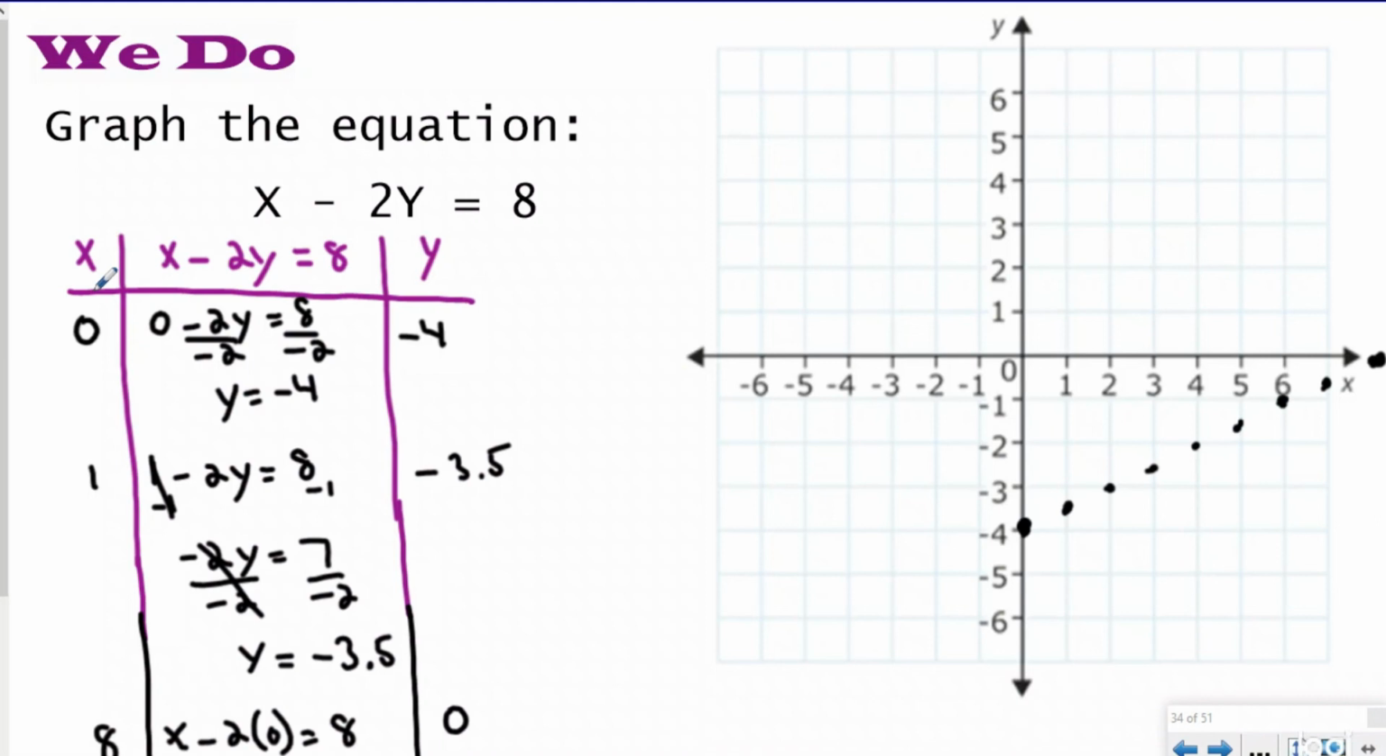Join us for our next lesson as we get into a very easy way to rewrite these linear equations that will make it easy to graph without having to do all of this math work.